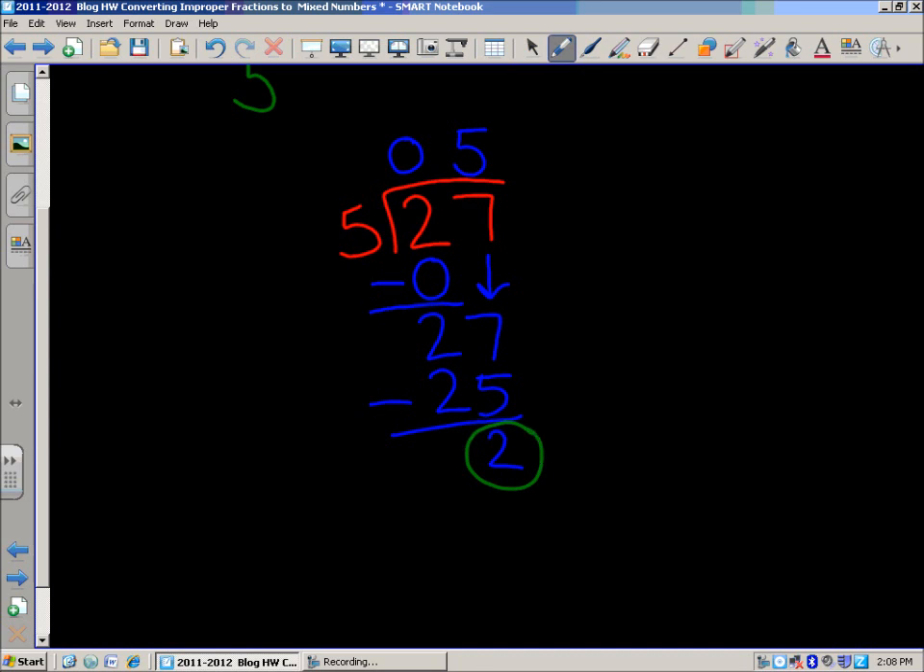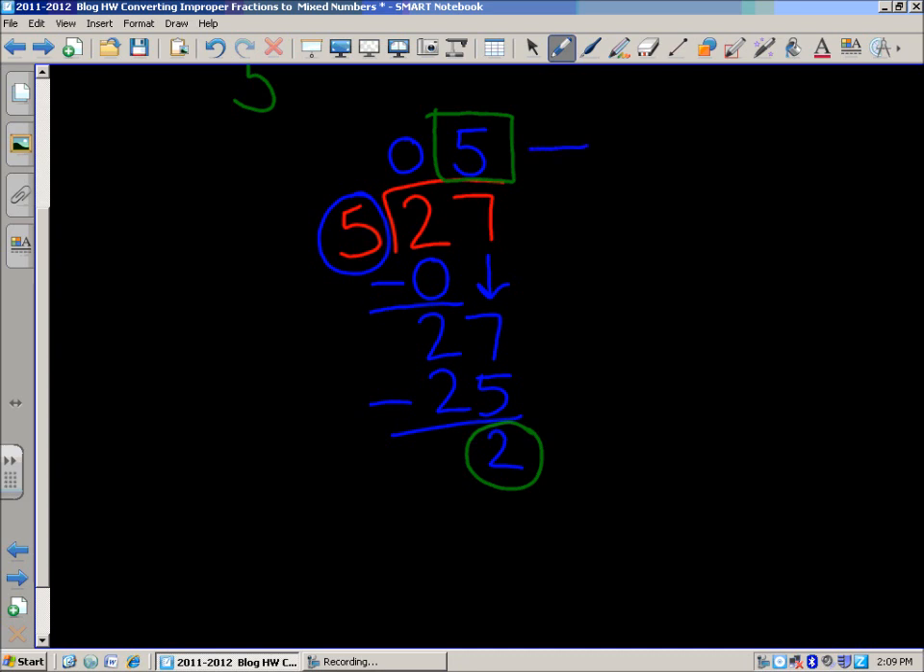Well, automatically I can tell you that the whole number part of your mixed number is this 5, okay? Because 5 goes into 27 5 complete times. So 5 times 5 is 25. But as you can see, we had a remainder of 2. Well, when you're making a mixed number, you take that remainder and you put it over the divisor. And the divisor is this number here. Okay, you're dividing by 5 here.